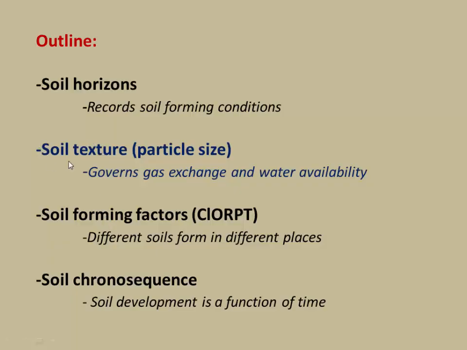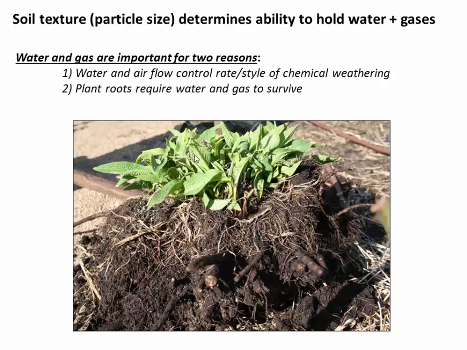So this brings us next to soil texture, or particle size, which really helps to control the flow of water and the flow of gas through a soil. The flow of water and gas through a soil are really important for two reasons. One is that they control the rate and style of chemical weathering. If we can't get water down through a soil, we can't accomplish any of the soil forming processes we just talked about. And you'll never have an E or a B horizon if you don't have water flowing through your soil.